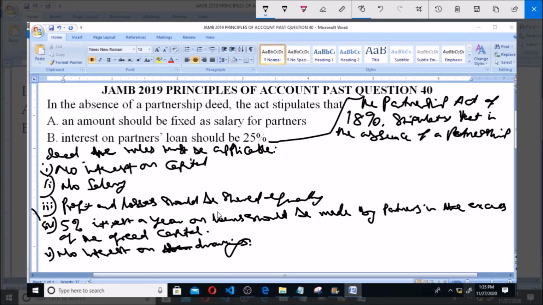So from the information given to us, our options are not complete. But this should guide the students on the requirements in the absence of a partnership deed, because a partnership deed is an agreement binding partners in a partnership business. So ABC partnership, what binds them, what their bylaw is called partnership deed.